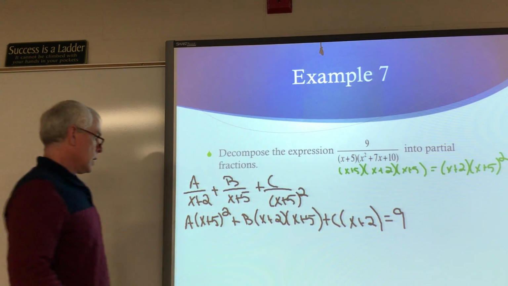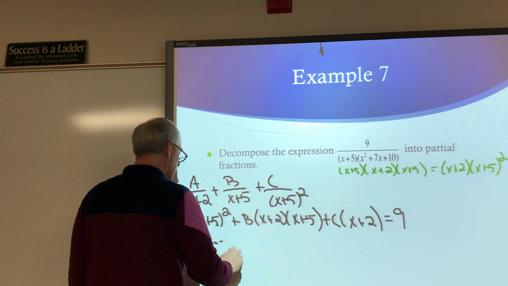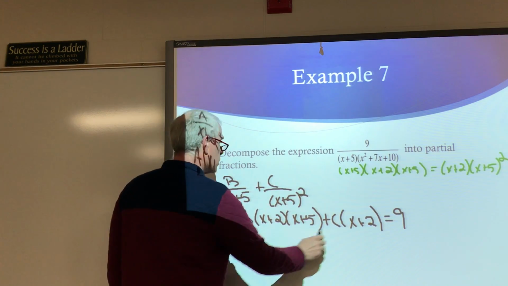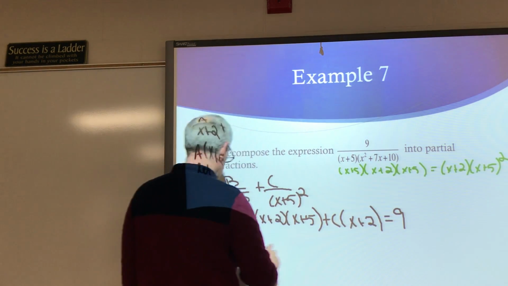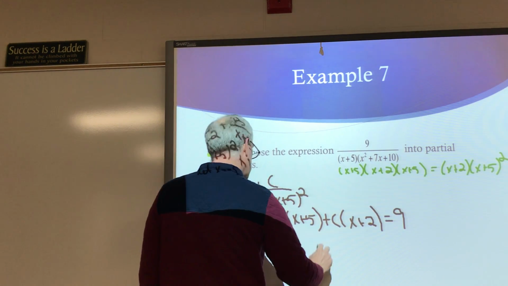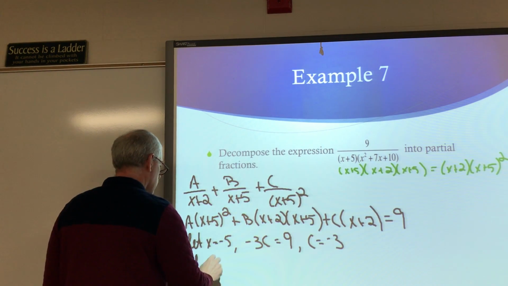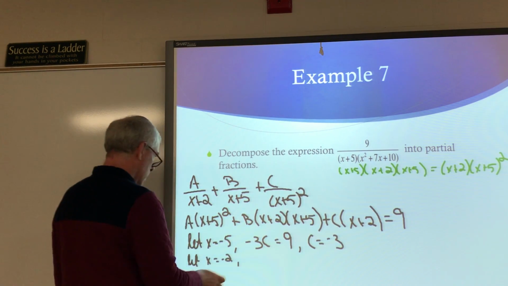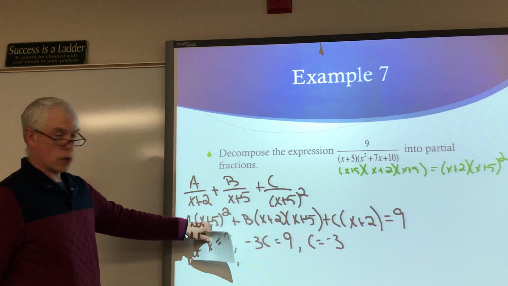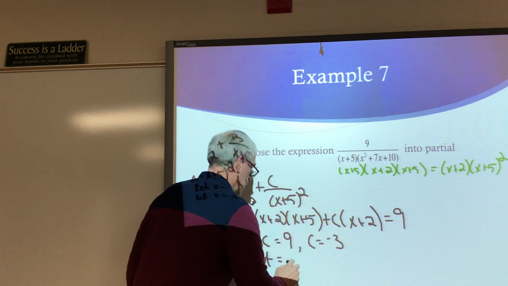Okay? And so then, you know, let's let x be negative 5. That'll make this whole term 0. That'll make this whole term 0. Negative 5 plus 2 is negative 3c equals 9. So c equals negative 3. Okay? Let's let x equal negative 2. That makes this one 0 and this one 0. Negative 2 plus 5 is 3. Squared is 9. So I get 9a equals 9.